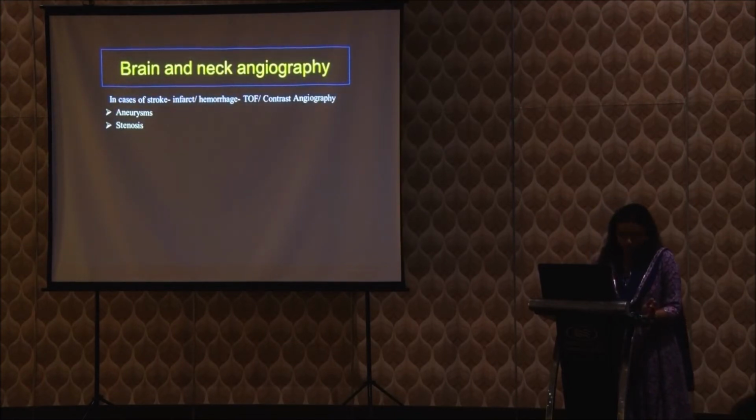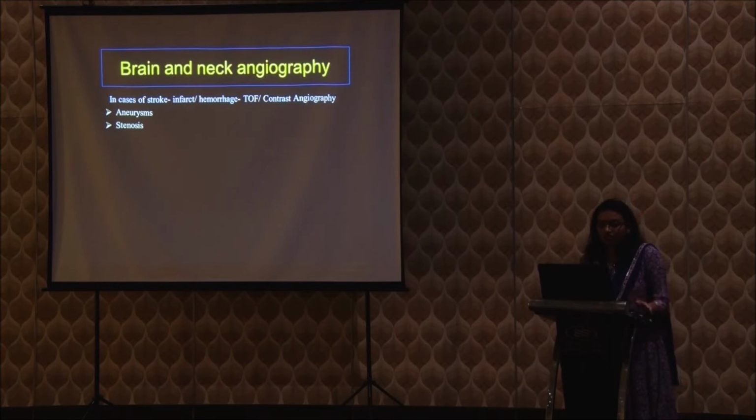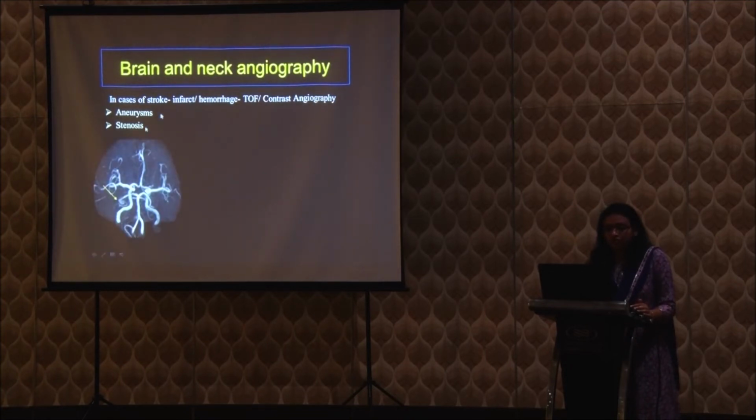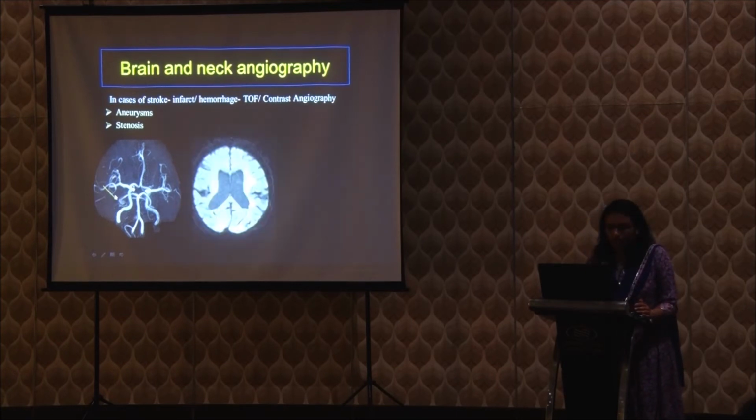Coming to some specialized sequences, brain and neck angiography. This is particularly used in cases of stroke. Where there is suspicion of infarct or hemorrhage, we do angiography. There are 2 prominent kinds. One is the non-contrast, which is the TOF, and contrast angiography is used whenever there is doubt in cases of plain imaging. Angiography is useful for detecting aneurysms. This is a case of right PCA aneurysm which is seen over here, and in cases of stenosis as well.